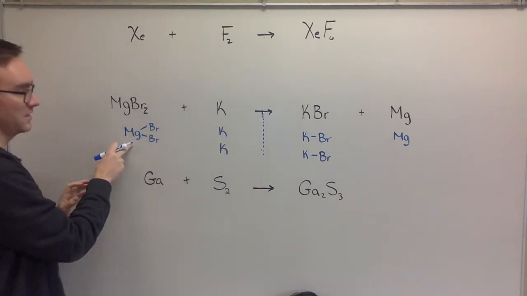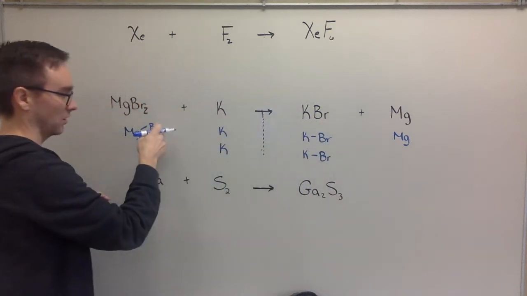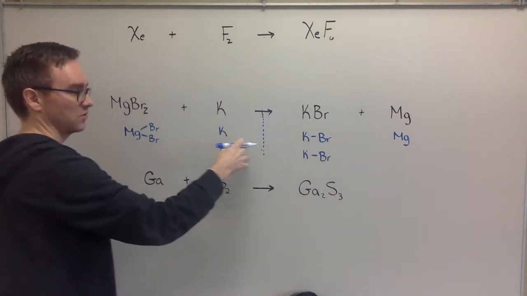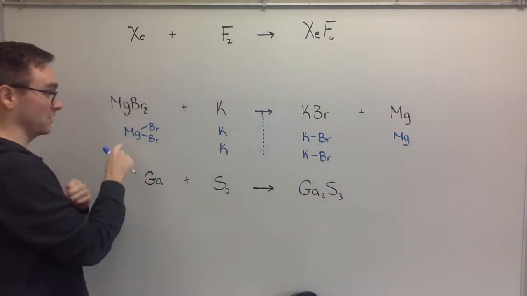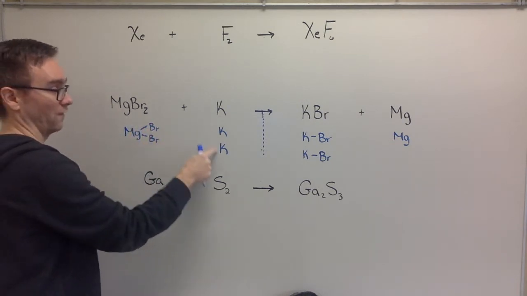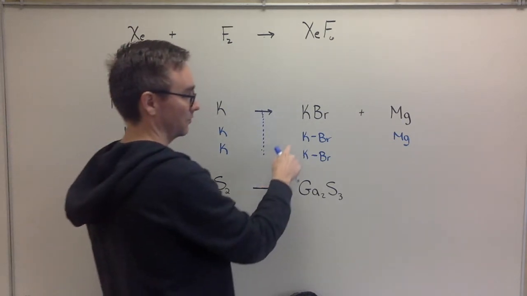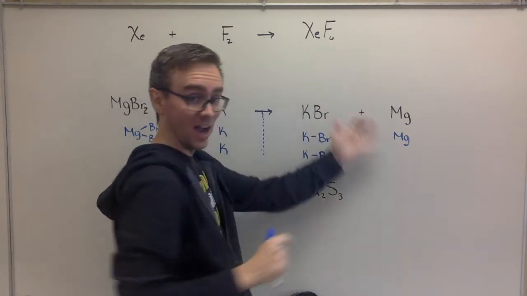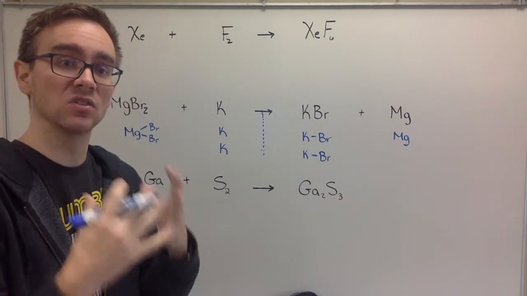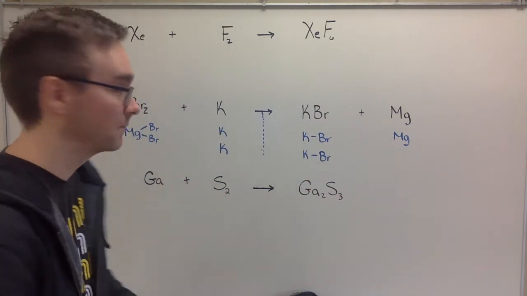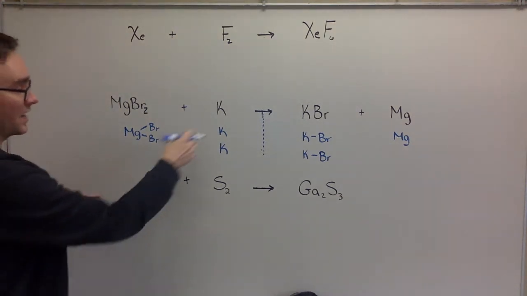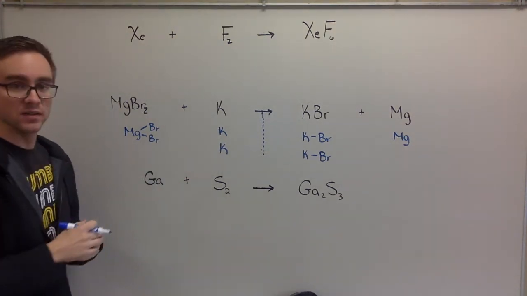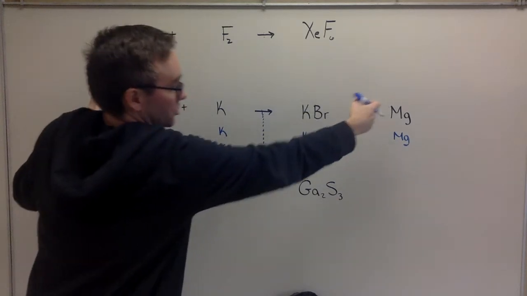I started with 1 magnesium, end with 1. Start with 2 bromines, end with 2 bromines, start with 2 potassiums, end with 2 potassiums. You could even say I started with 1, 2, 3, 4, 5 total atoms, and I ended with 1, 2, 3, 4, 5 total atoms, which makes sense. It's conserved. It's not lost or created. But I used multiple of these ones, and so I need to show that in my reaction.